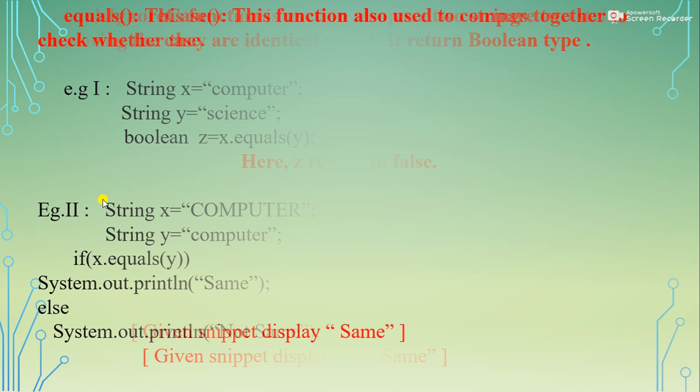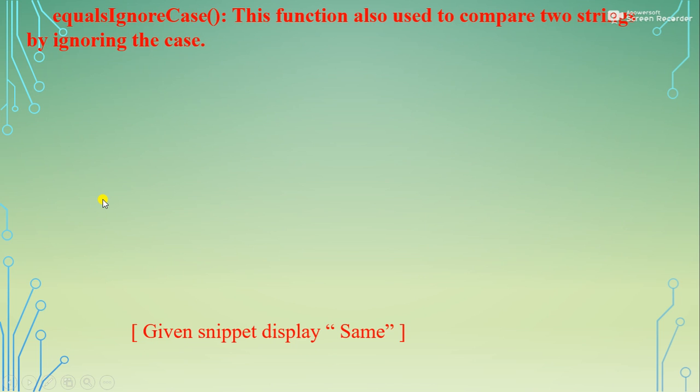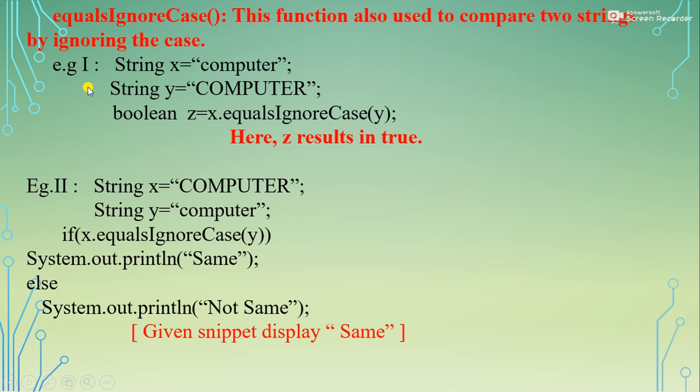Next is equalsIgnoreCase. This function is used to compare two strings by ignoring the case. Let's have the example. Example 1, string x equals, again I have stored in small letters, and in string y I have stored the same word in capital letters. I am writing over here z equals x dot equalsIgnoreCase, I capital, C capital. This must be noted down and remembered. Hence z returns true, since both words are similar, whether uppercase or lowercase, it will not check the case.